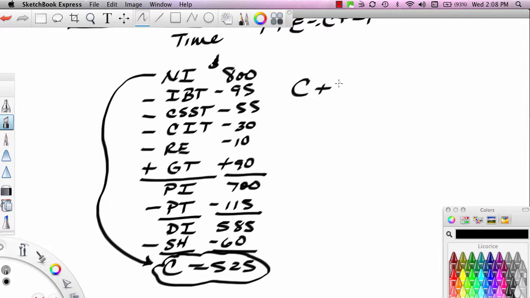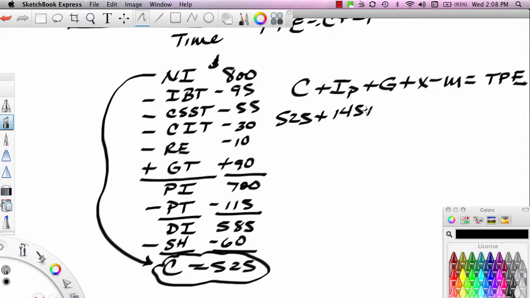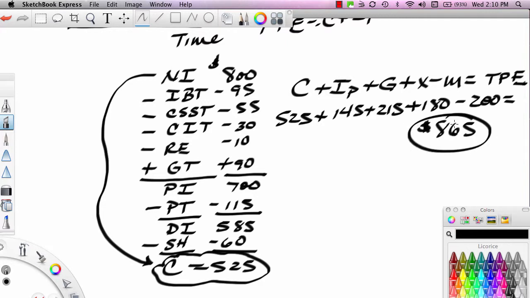Okay, so let's now calculate TPE. C plus I planned plus G plus X minus M equals TPE. So what do we have here? We've got 525. We have found C. We've got 145 plus 215 plus 180 minus 200 equals, what do we get? We get 865. So total planned expenditures equal 865.